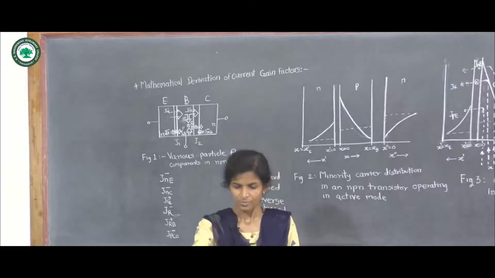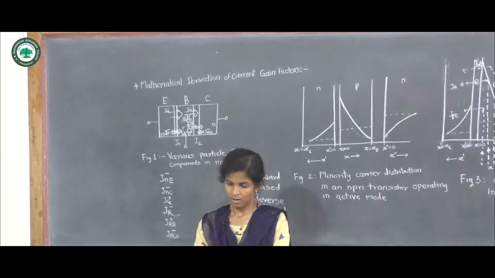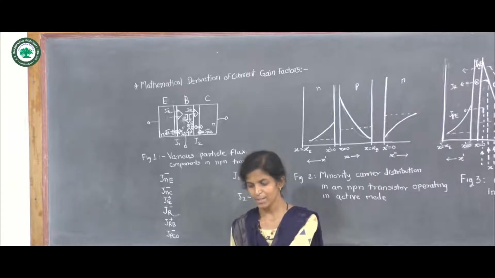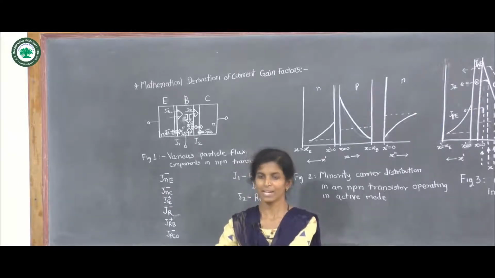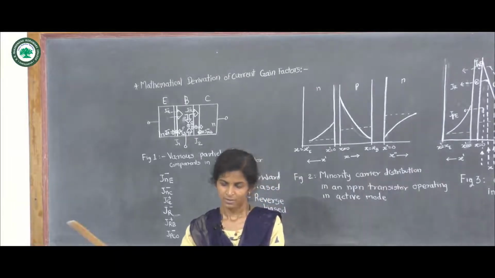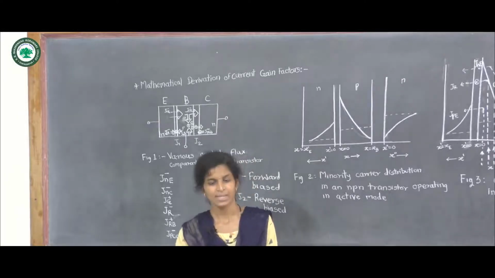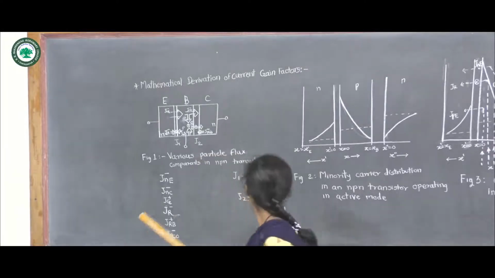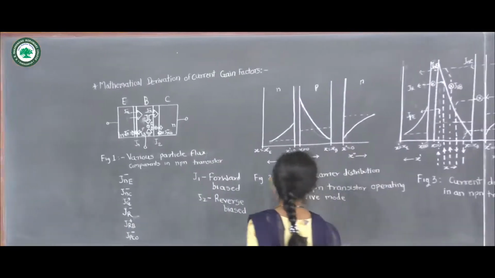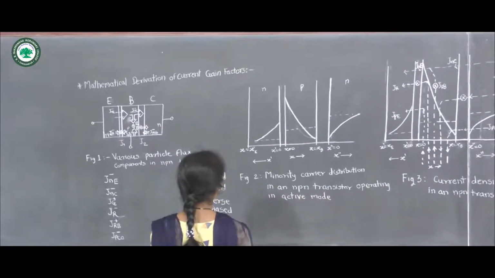So before going to discuss this, there seem to be a large number of flux components, which may help to clarify the situation when correlating these flux components with each other and with the minority carrier distribution which is given by this figure 2. So this figure 2 shows the minority carrier distribution in an NPN transistor operating in active mode.